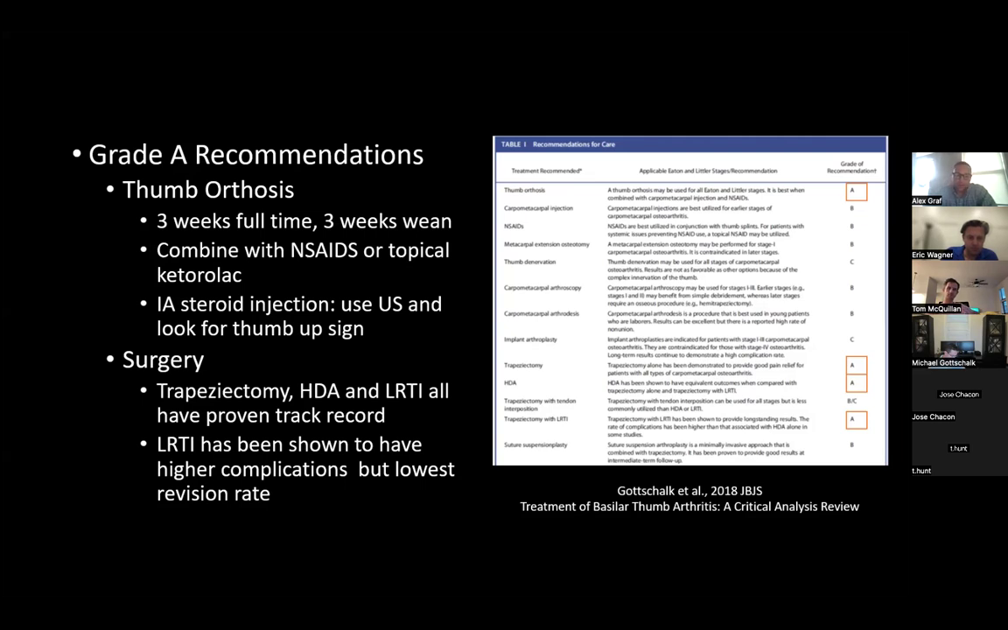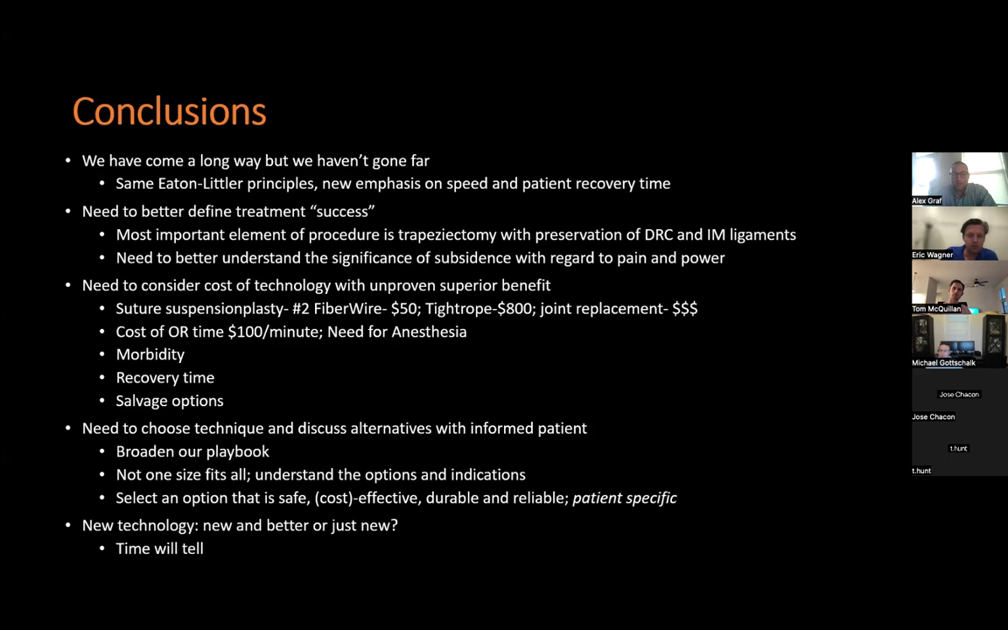When you look at surgery, as I said, trapeziectomy, hematoma extraction, arthroplasty, and LRTI all have a proven track record. LRTI has the lowest revision rate, but also the highest complication rate. So in conclusion, we've come a long way, but we haven't gone far. We're using the same Eaton Littler principles. We just have a new emphasis on speed, patient recovery time, and technology over technique.